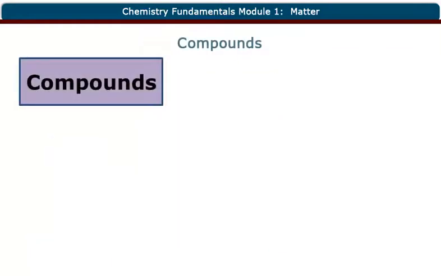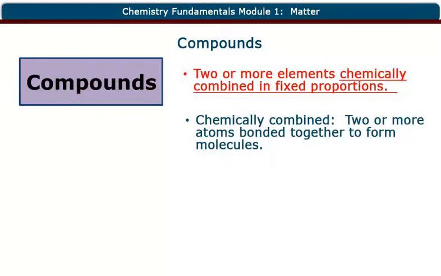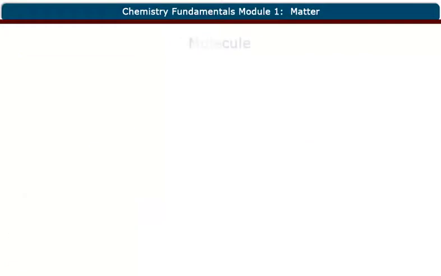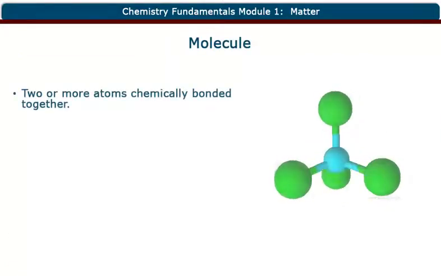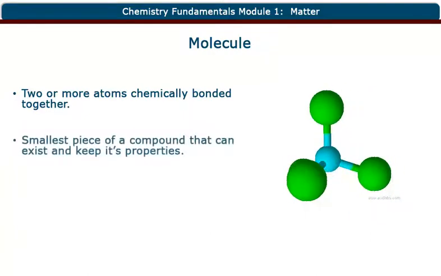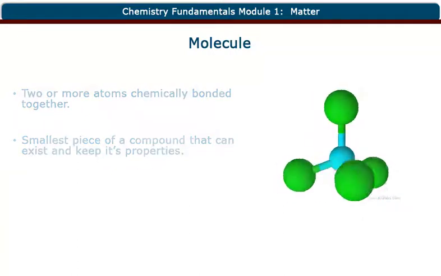A compound is two or more elements chemically combined in fixed proportions. Chemically combined means two or more atoms bonded together to form molecules. So, what's a molecule? A molecule is two or more atoms chemically bonded together. A molecule is the smallest piece of a compound that can exist and keep its properties.